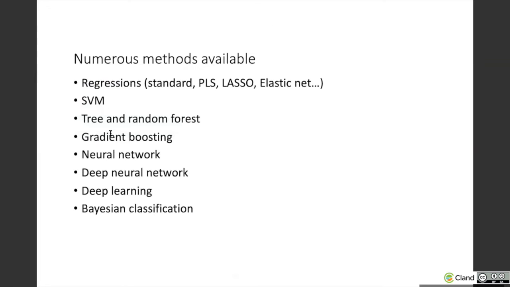So we will not see all the methods listed here today. I will show several variants of regression. And then I will show several techniques based on tree and random forest that are very powerful and very easy to implement. And finally, I will present neural network and deep learning technique. It will be a brief introduction because this is a complex family of methods that are very popular for classification based on image analysis.